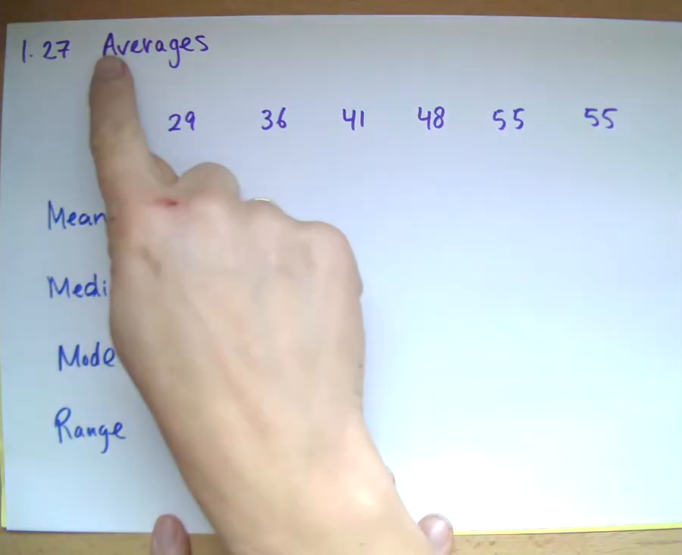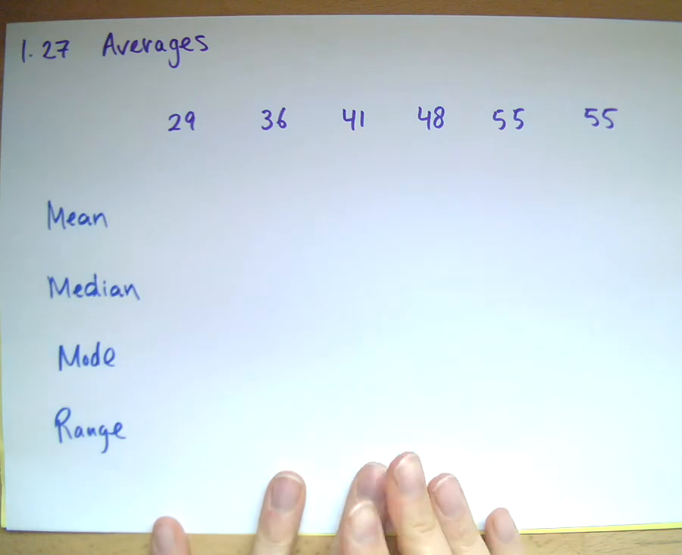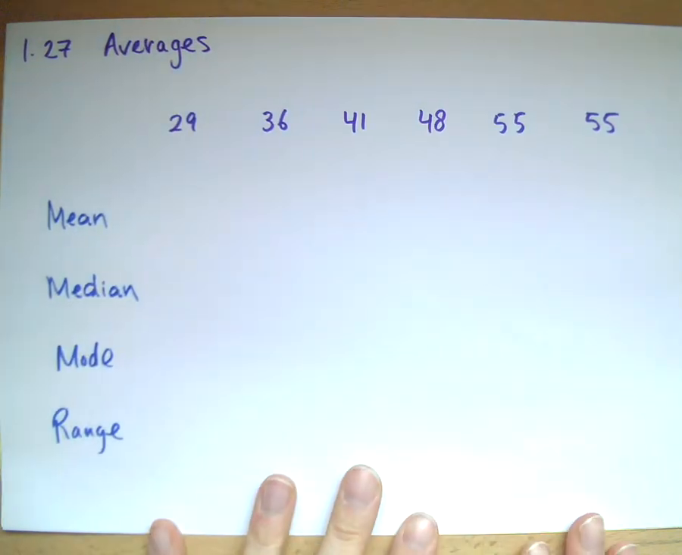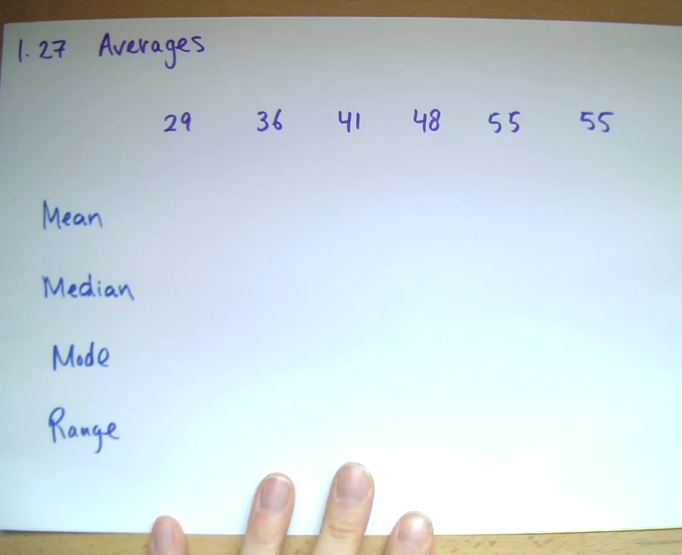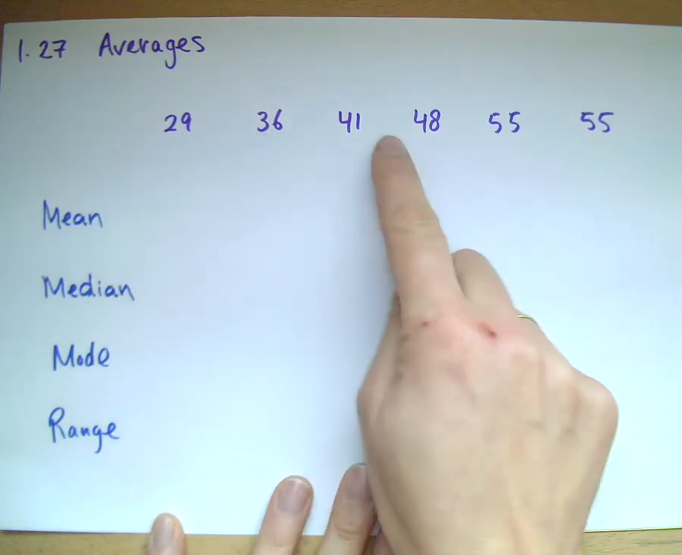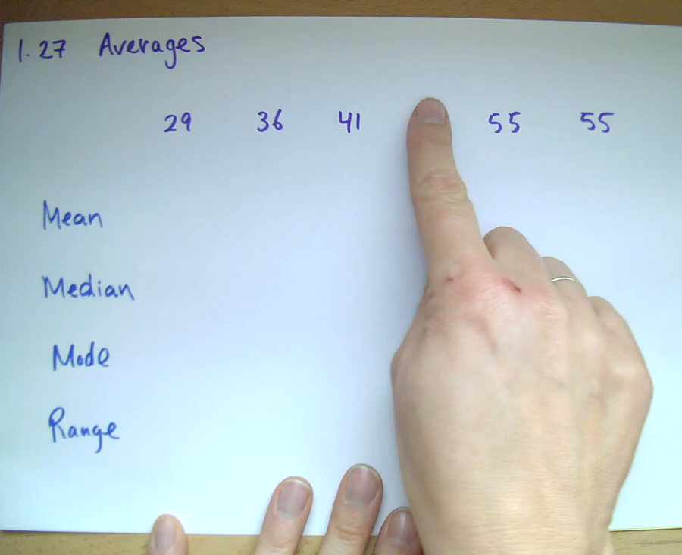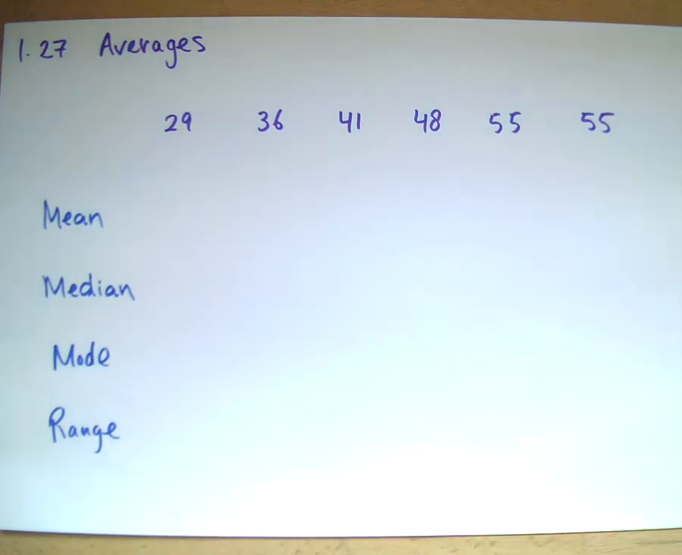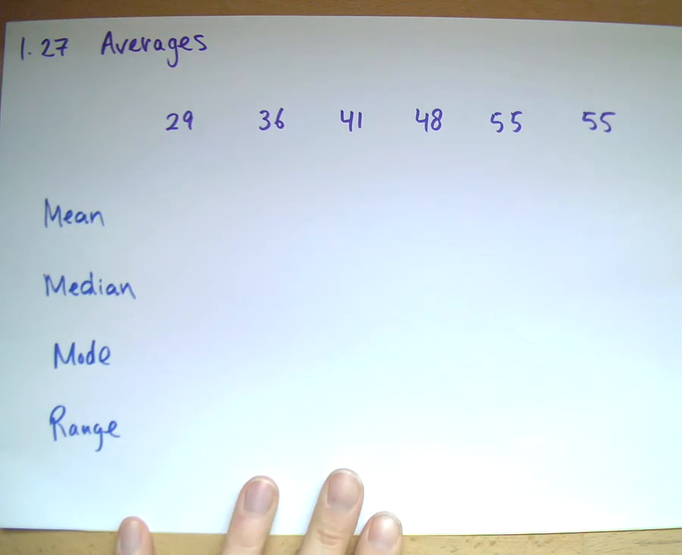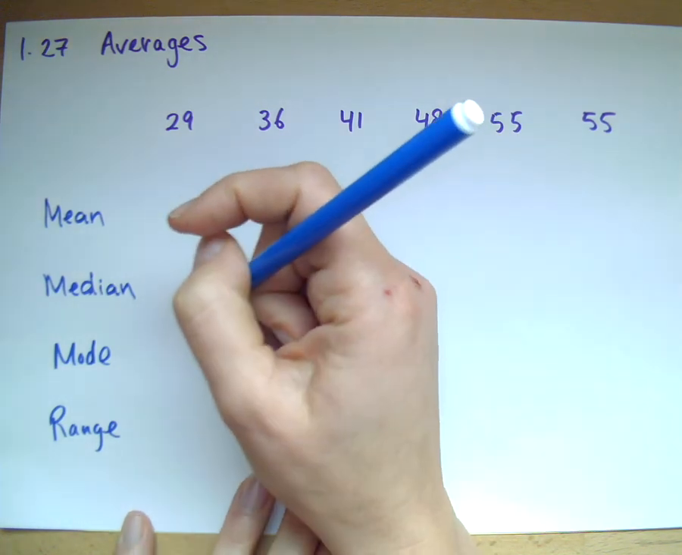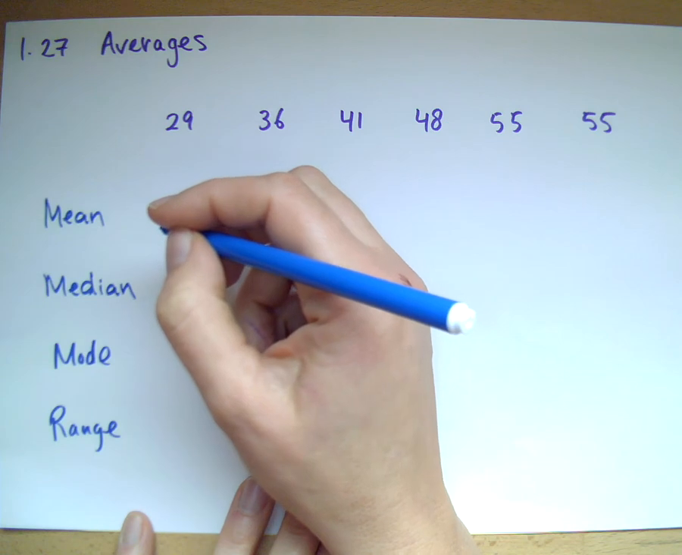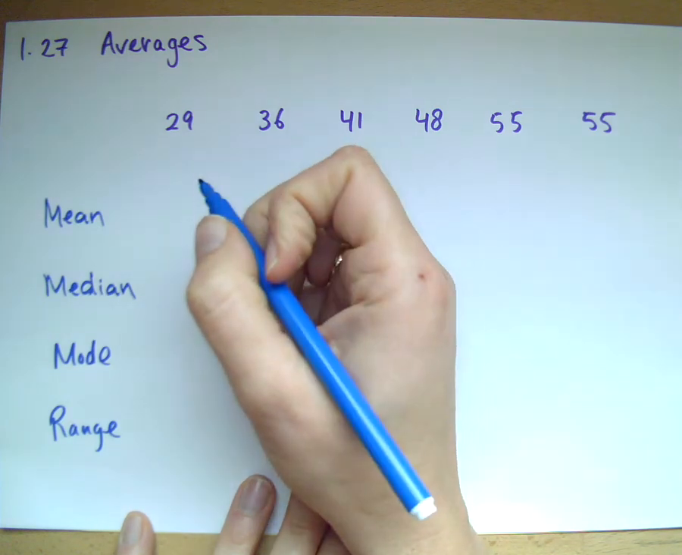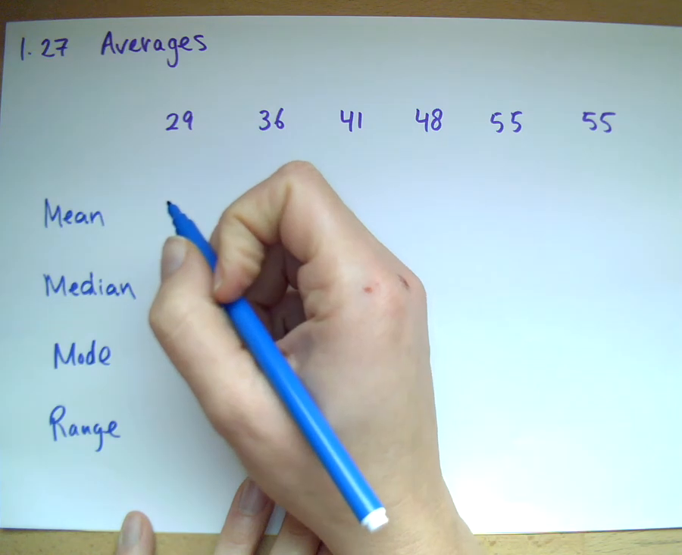Okay, different types of averages, values that you can calculate to kind of summarize a list of numbers. Averages. Say we asked people what their ages were. We asked 1, 2, 3, 4, 5, 6 people, and this is what they responded. We could ask ourselves, what is the mean age? The mean is like the typical average, usually mean is what we mean.